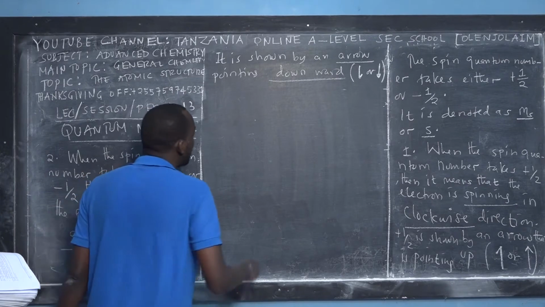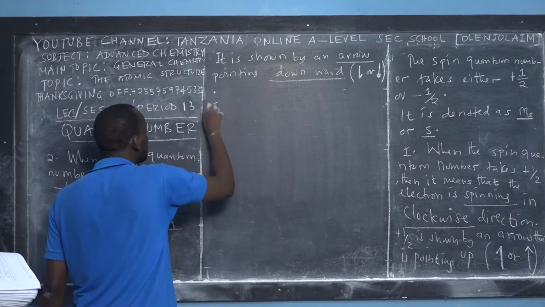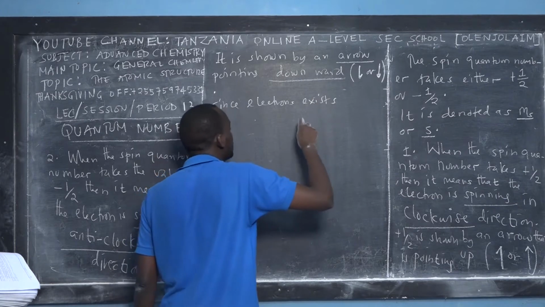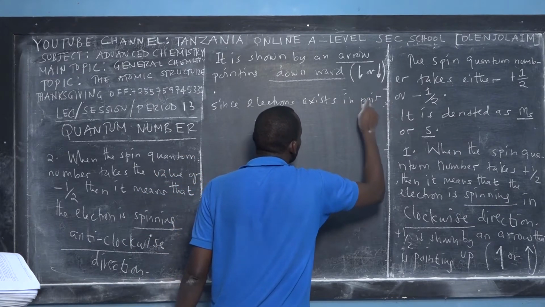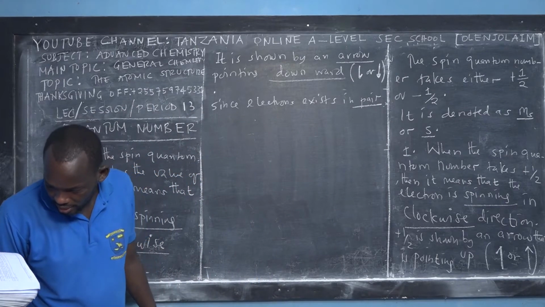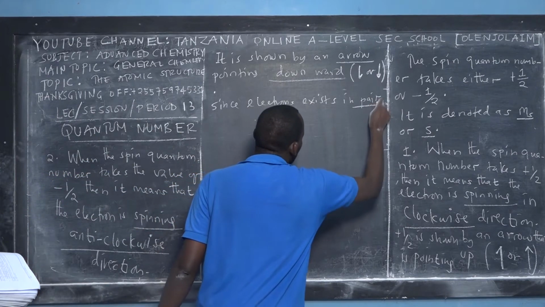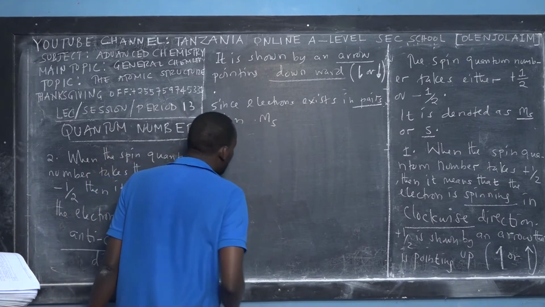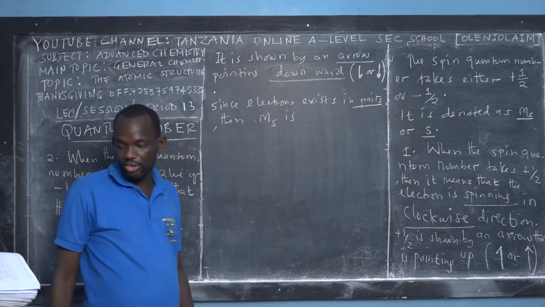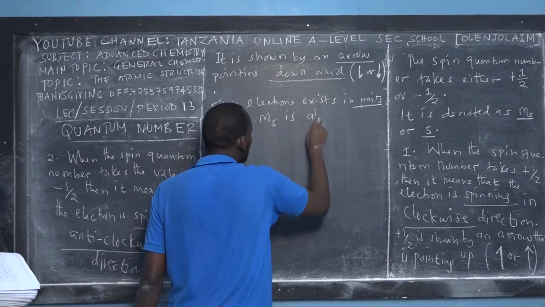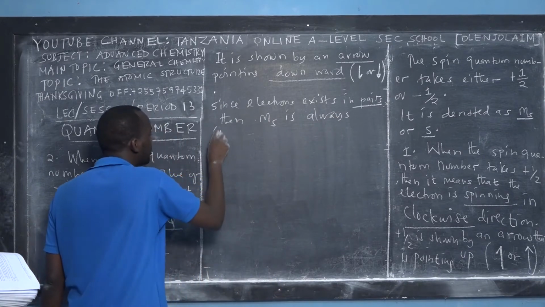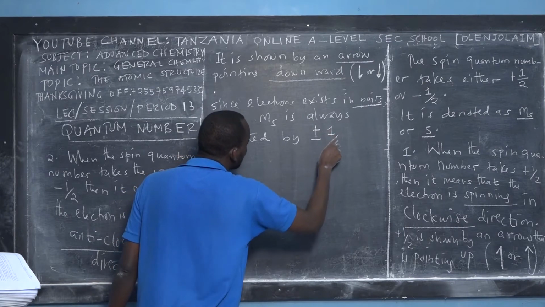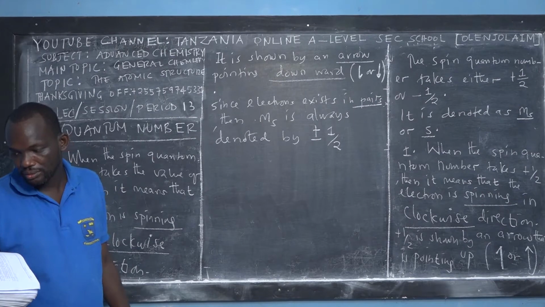So since electrons exist in pairs, we say that the spin quantum number is always denoted by plus or minus a half. Plus or minus a half. So what does it mean?